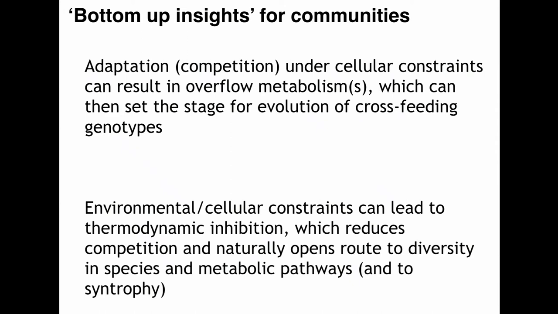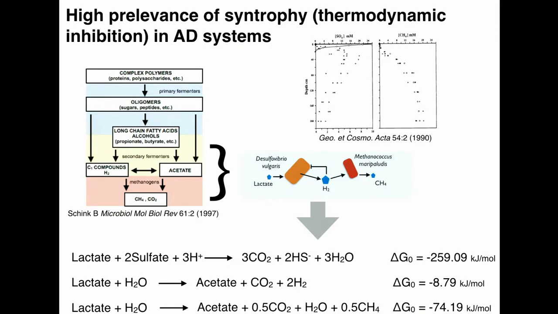So cellular constraints can give rise to metabolic overflows, which can then give rise to cross-feeding on the one hand, and on the other hand, depletion of strong terminal electron acceptors will shift you to a thermodynamically compromised regime where diversity wouldn't be such an issue anymore, because there wouldn't be much competition going on. So how relevant are these things really? I think they're very relevant in the case of anaerobic digestion.